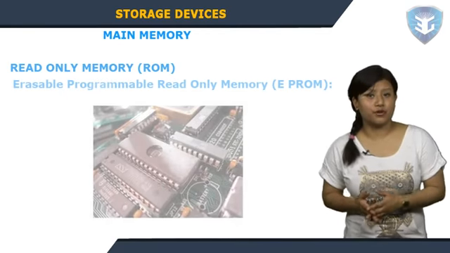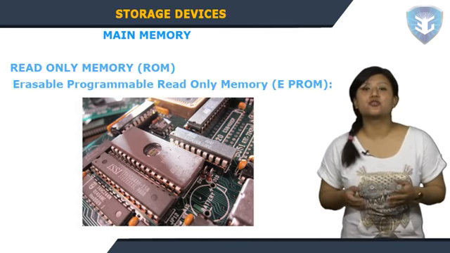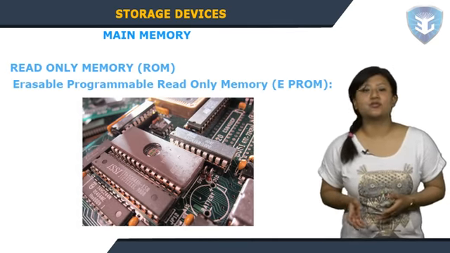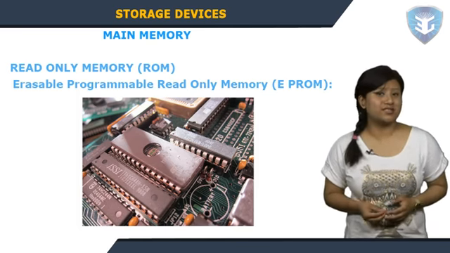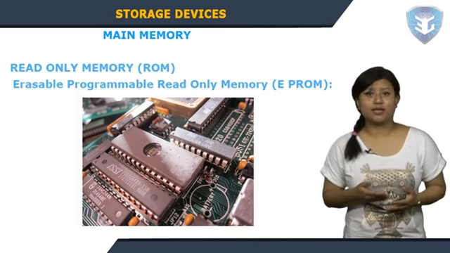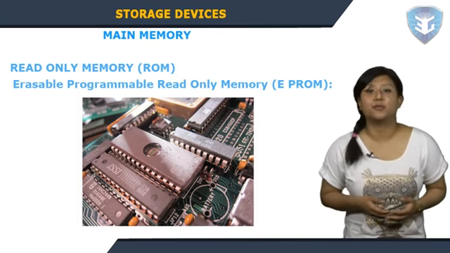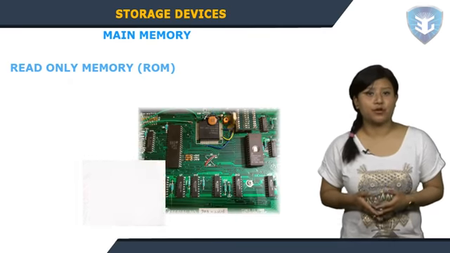Erasable programmable read-only memory, EPROM. Data on EPROM can be erased to store new information. EPROM chips are generally used by R&D personnel who test the efficiency of the system with new programs. EPROM is of 2 types, namely electrically erasable programmable read-only memory, EEPROM, and ultraviolet erasable programmable read-only memory.